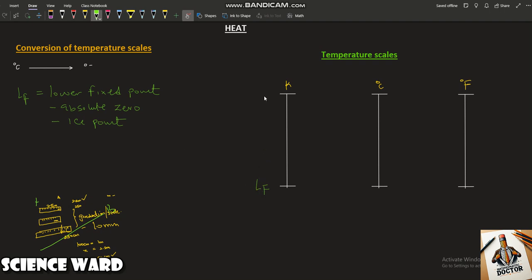And the upper part of this scale is called UF, and we call that the upper fixed point. You can also call it other names like the boiling point, or the steam point. I can call it any of those two names in some other references.